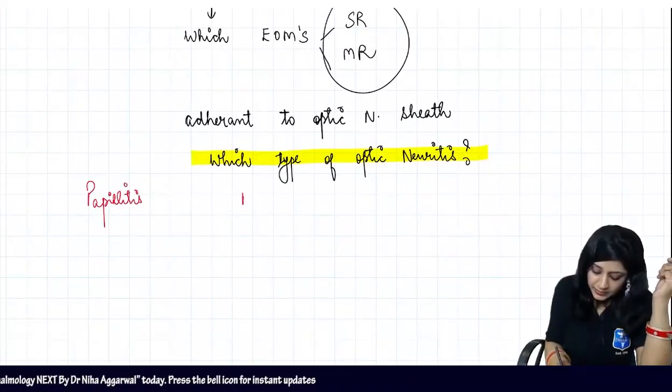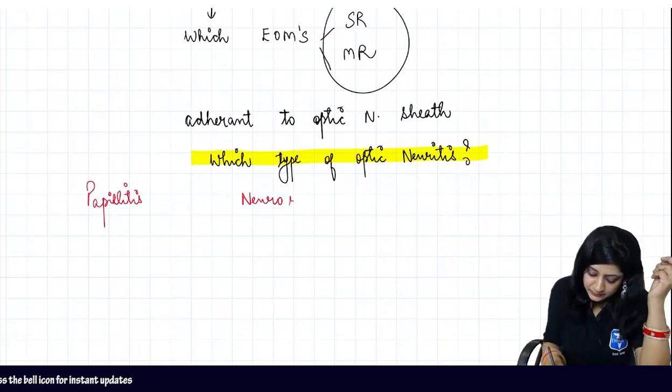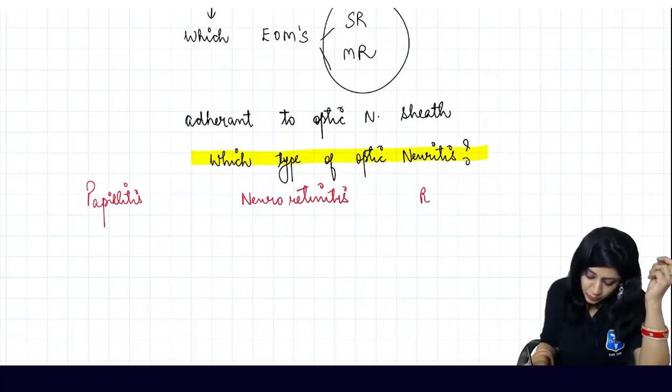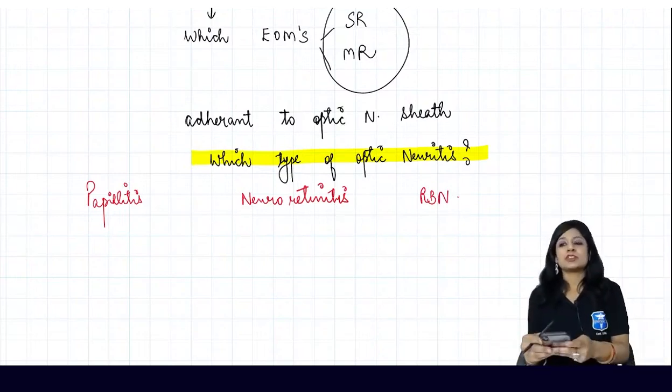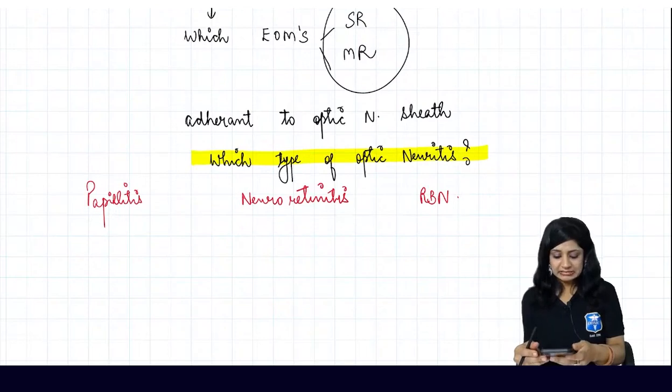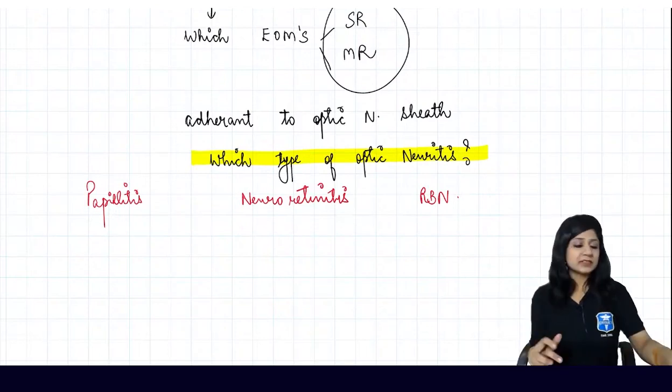Then we have neuroretinitis. And then we have the retrobulbar neuritis. So what do you think? According to the question, which kind of optic neuritis is this? Anybody who can answer this question?